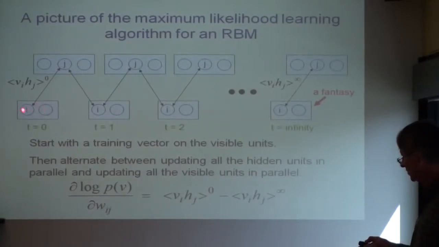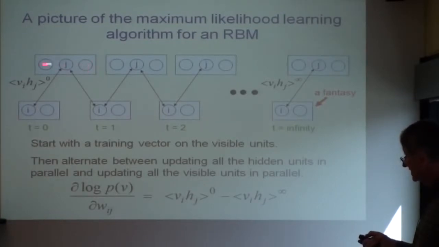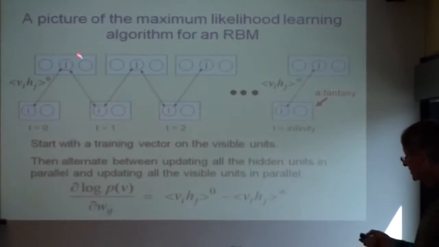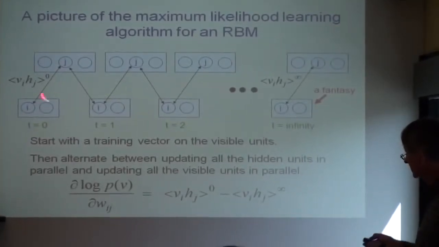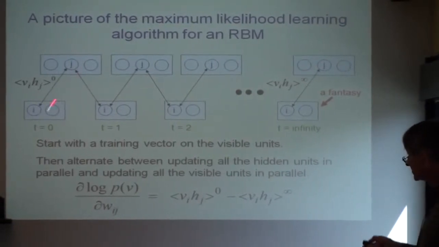And what you do is you take your data, you activate the hidden units, they're stochastic binary units. You then reconstruct, activate, reconstruct, activate. So this is a Markov chain. You run it for a long time till you've forgotten where you started. And then you measure the correlation there, compare it with the correlation here.